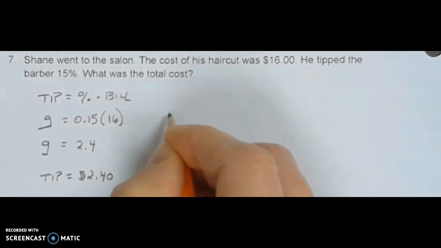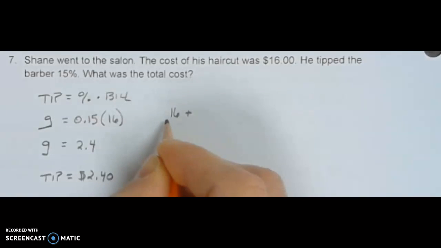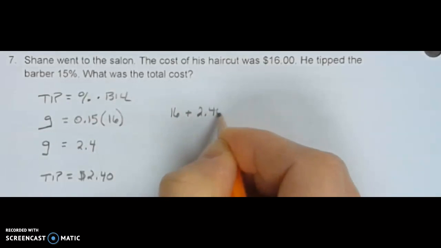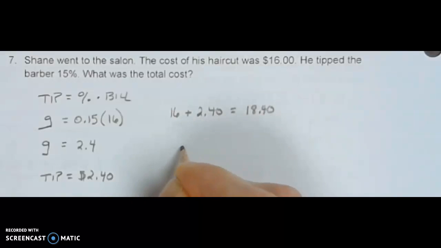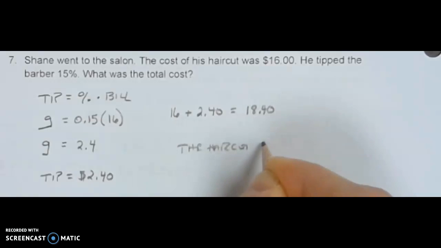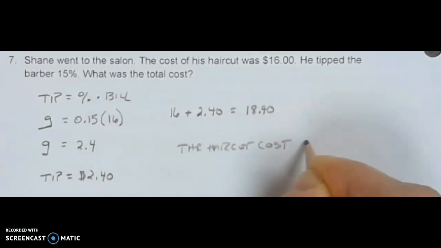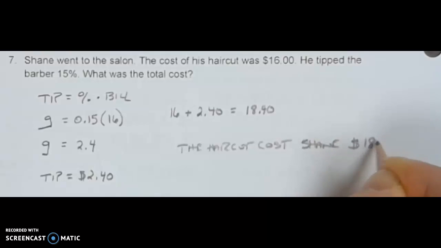$2.40. The tip gets added to the subtotal, so 16 plus 2 and 40 hundredths is 18 and 40 hundredths. So the haircut cost Shane $18.40.